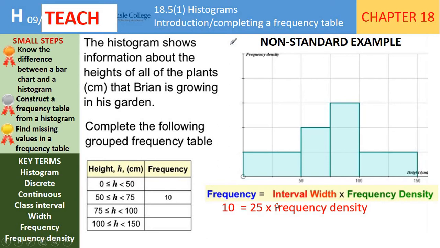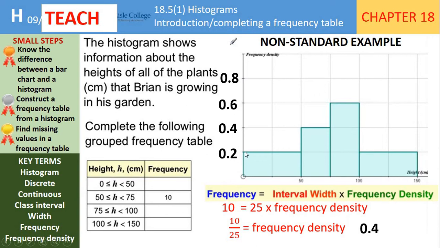Frequency has been replaced with 10, interval width with 25, so the frequency density will be 10 divided by 25, which gives us 0.4. So the frequency density, the height of this bar, will be 0.4. And now using that, we can work out the rest of the y-axis scale. If 2 big squares are worth 0.4, 4 would be worth 0.8. If 2 are worth 0.4, 1 would be 0.2, and so we can fill in the rest of the scale.